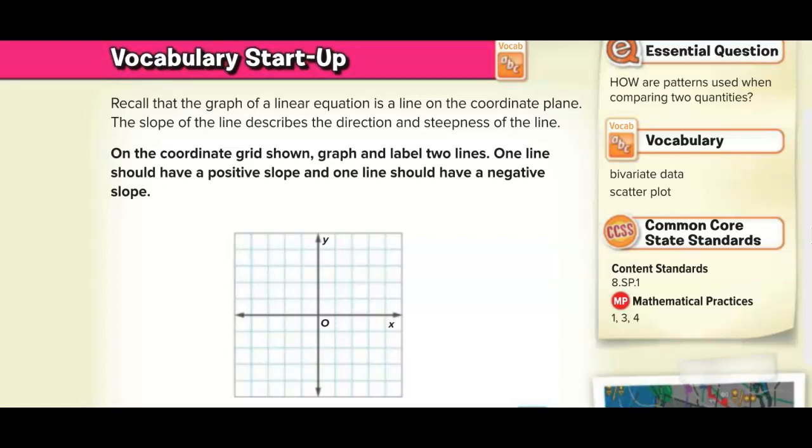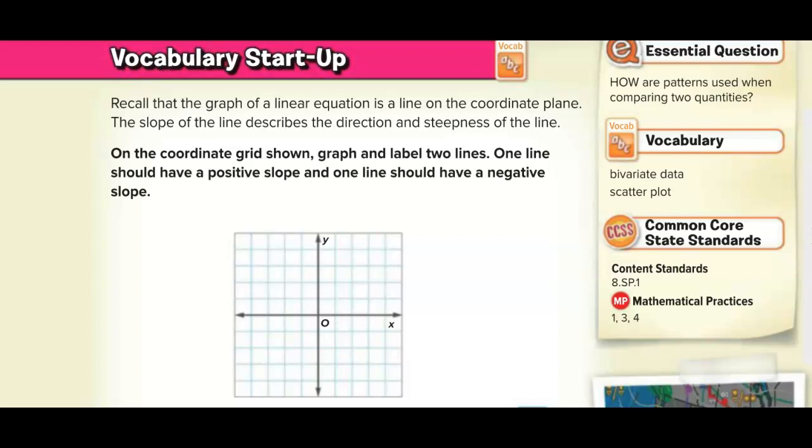Okay, so I am on page 665 in your math book, and we're talking about scatter plots. So here's just some quick vocab review. Recall that the graph of a linear equation is a line on the coordinate plane. The slope of the line describes the direction and steepness of the line.